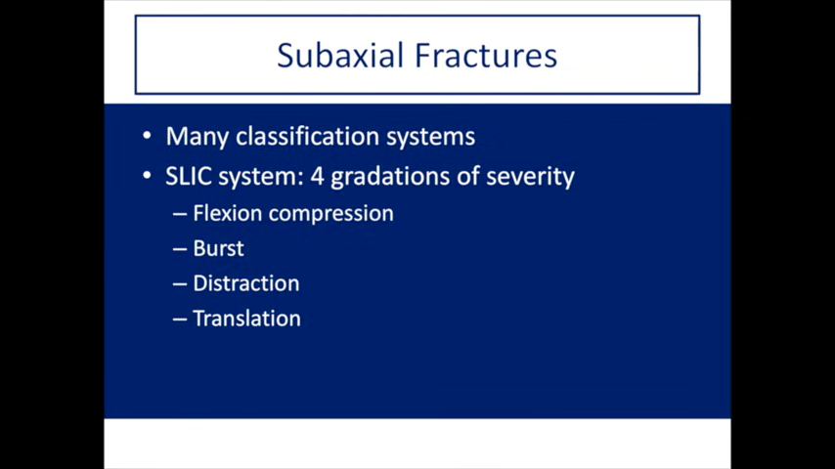Often you have greater loss of height and retropulsion of fragments, and the defining feature of a burst fracture is that the fracture line extends through the posterior cortex of the vertebral body.